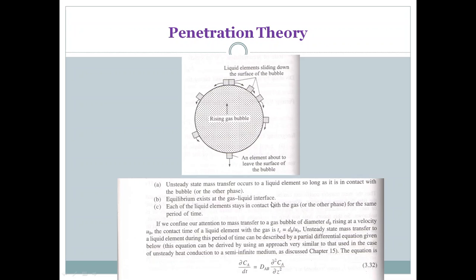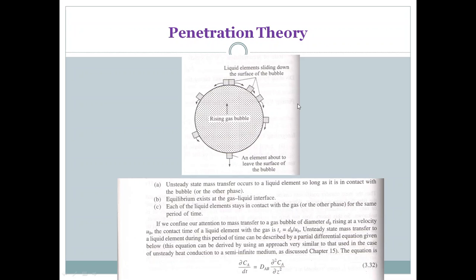Equilibrium exists at the interface. And the third assumption they are taking is that each of the liquid elements stays in contact with the gas for the same period of time. So when a liquid element is at the top it is touching, then it is coming down from there. How much time is it taking? That is the contact time, tc equals dB by uB, where dB is the bubble diameter and uB is the rising velocity of the bubble. So that will be your contact time.